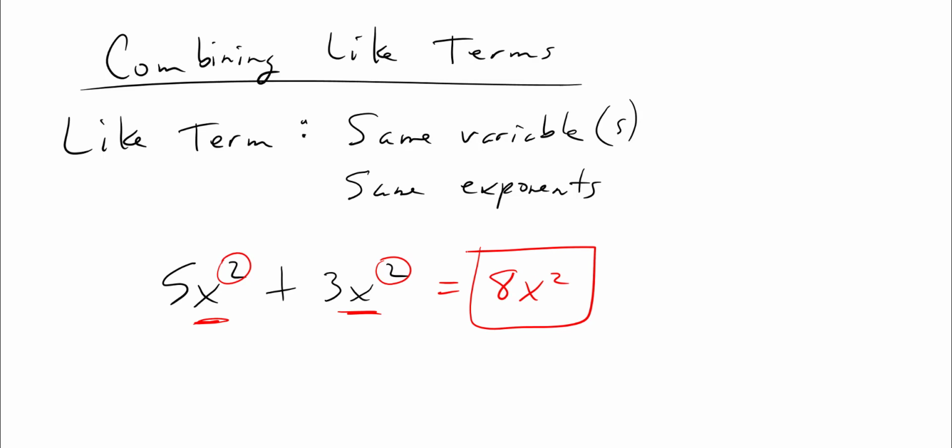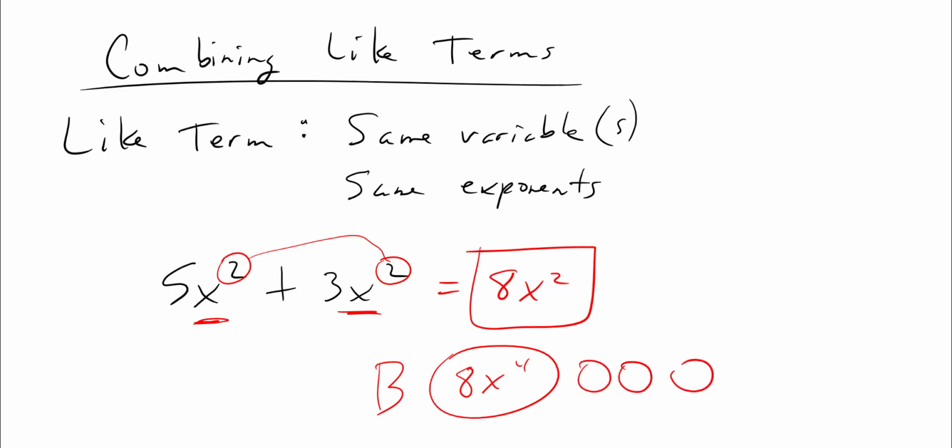Right? Most common mistake here, math fans, is people add these exponents. They say it's 8x to the 4th. And what I say to that is, boo, boo. Okay? It doesn't make sense. If you have 5x squareds and I hand you 3 more x squareds, don't you just have x squareds in your hand? There are no x to the 4ths in your hand.